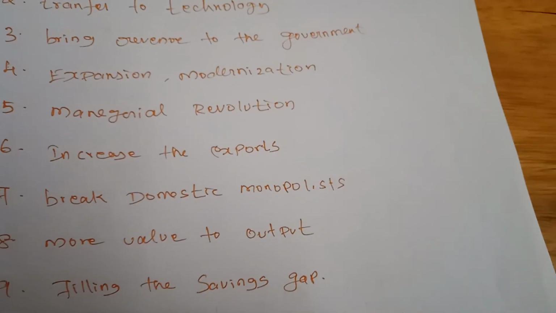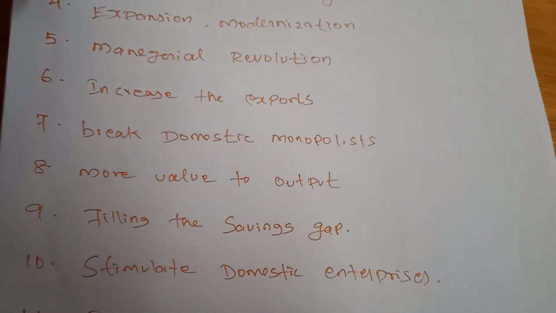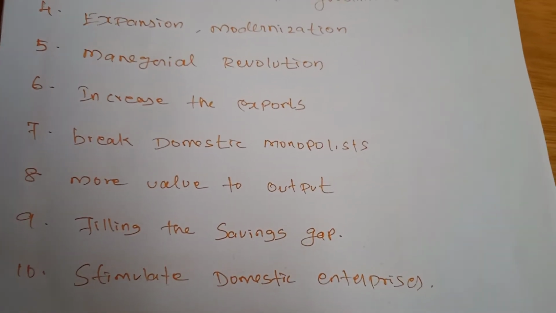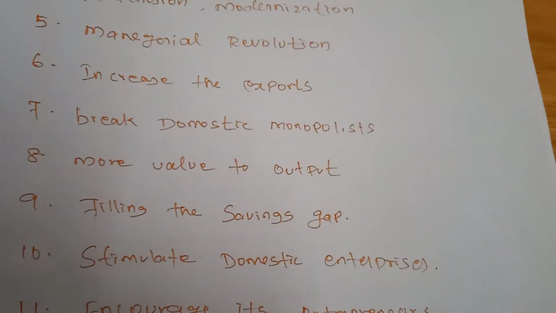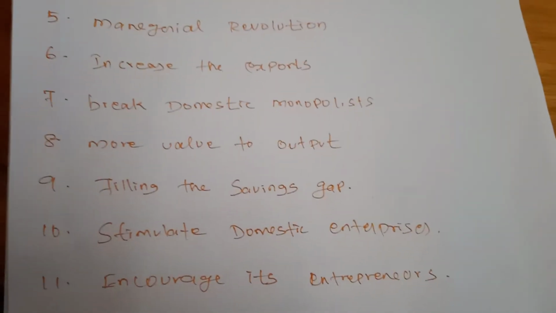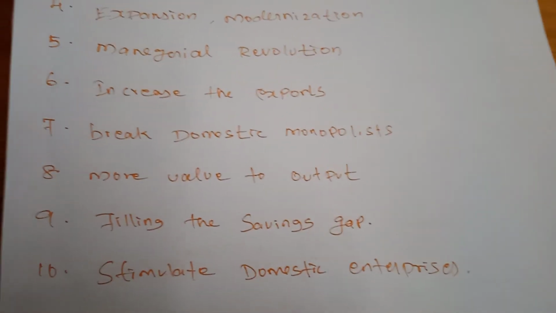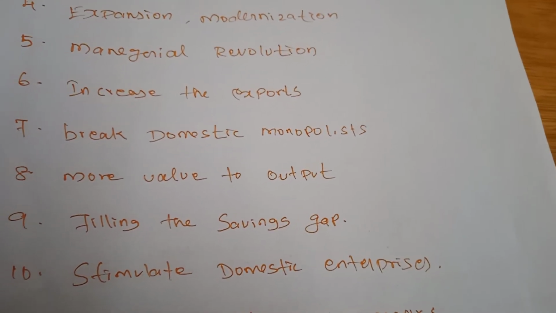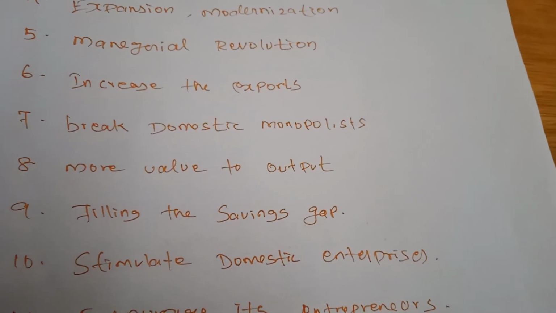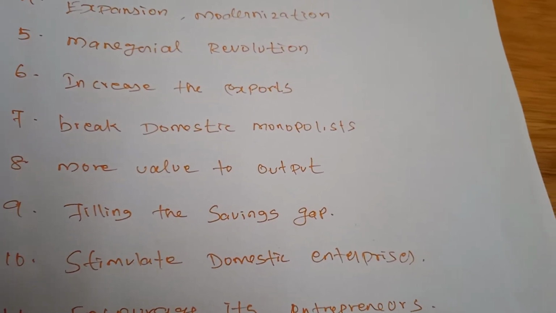Next, break the domestic monopolist. Foreign investment also helps to increase competition and break the domestic monopolist. We have already studied that every nation also has monopolistic powers. Monopolistic power means that in our nation, if any producer has the power to produce as a monopolist, he alone will have the power to fix the price of his commodities.